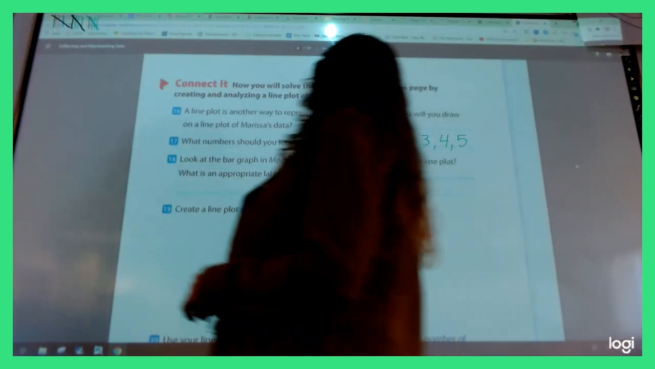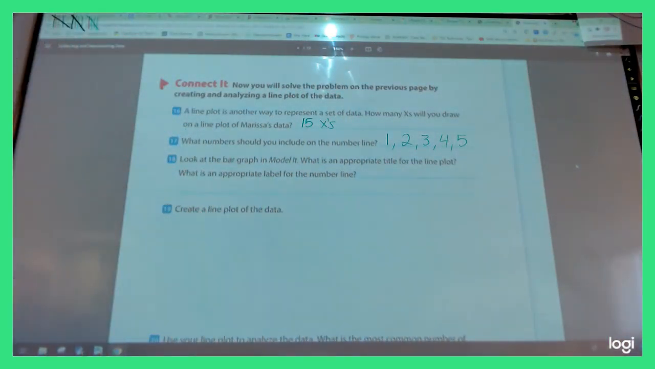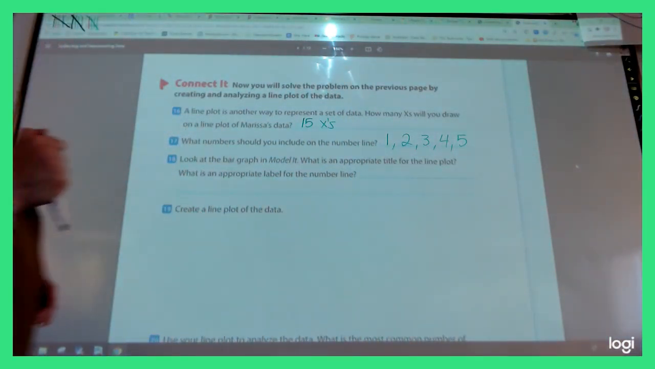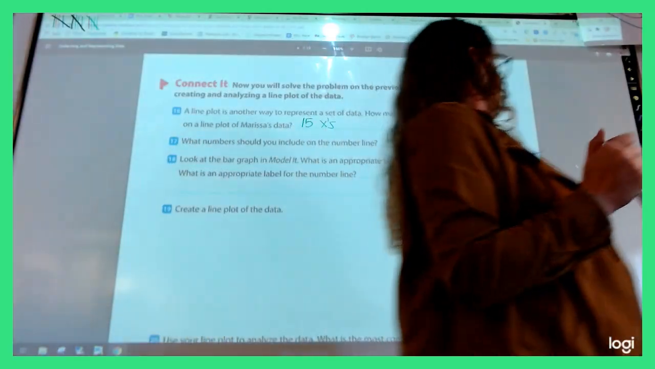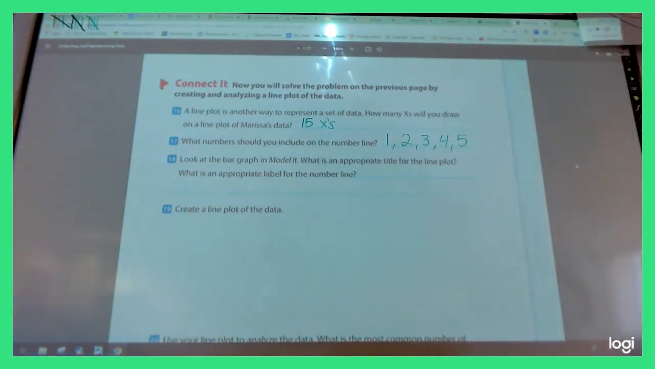What is an appropriate title for the number line? What's an appropriate title for the line plot? What do you guys think? What do they mean by title? You know what? I'm going to go back to the line plot we looked at yesterday, one that's completely finished, so you can see what they do.